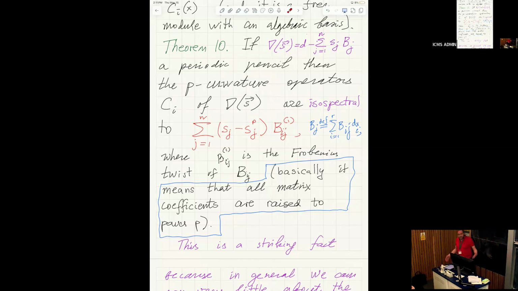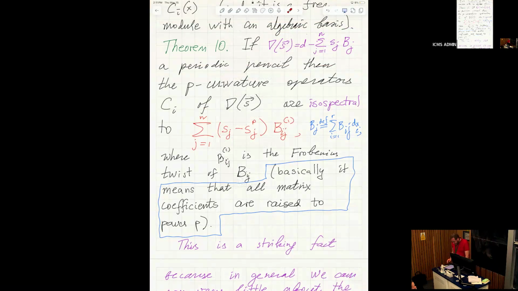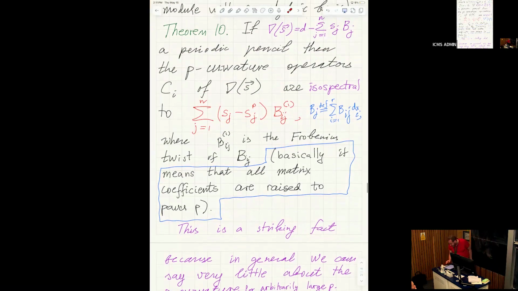So if I take a generic equation, such as, for example, the Lamé equation for general parameter, and consider its p-curvature, it is a mess. There is no pattern to what you get. However, for the hypergeometric equation, there is a nice description of the p-curvature, or rather its eigenvalues. And this is the case, in fact, for all periodic pencils. So let me talk about this.